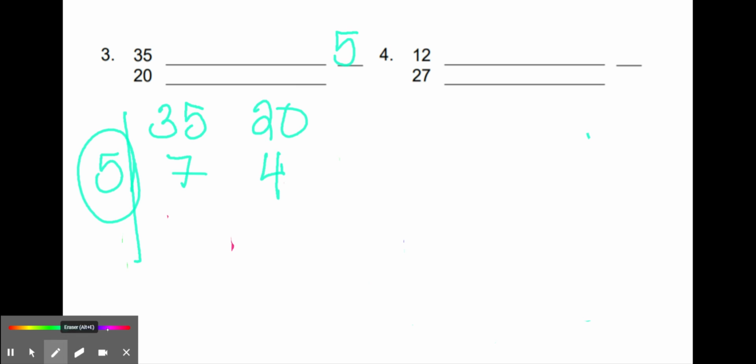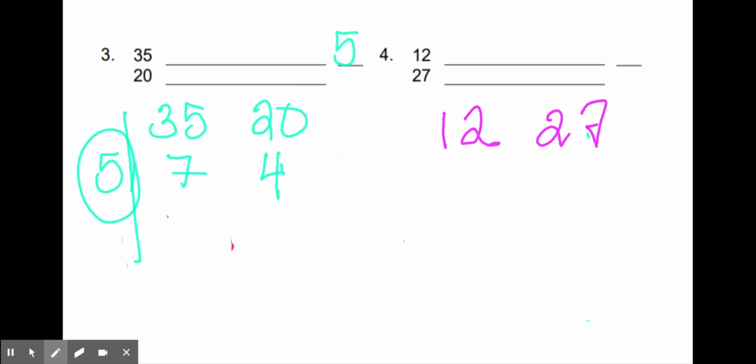Okay, so let's try another one here. We have 12 and 27. So what number goes into 12 and 27? Well, they're both divisible by 3. So 3 goes into 12 4 times, and 3 goes into 27 9 times. 27 divided by 3 is 9. 12 divided by 3 is 4.